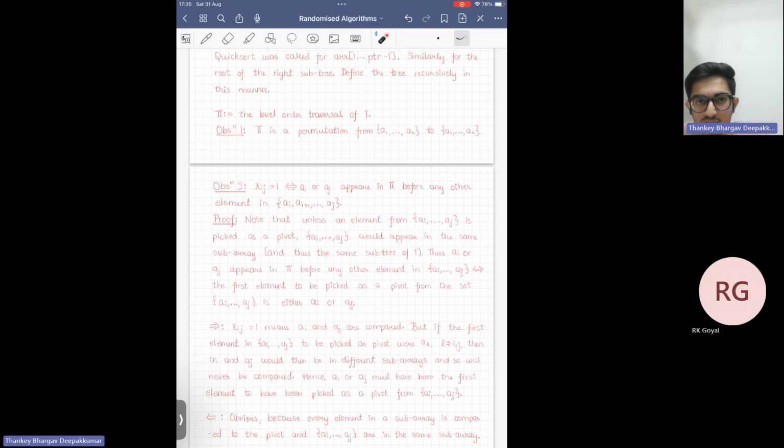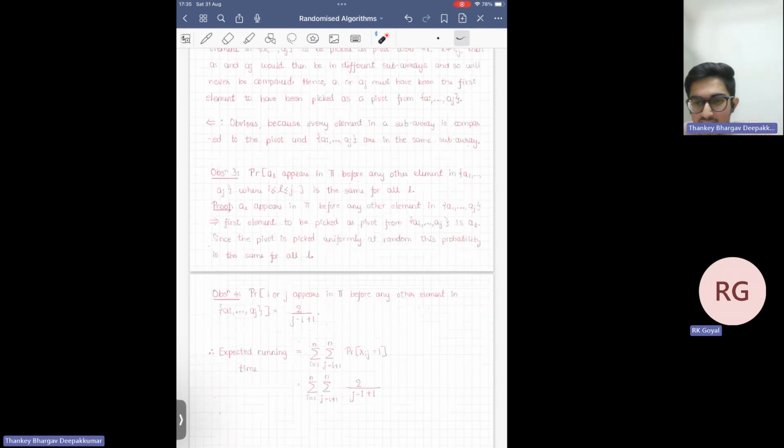So pi is any permutation of set A1 to AN. So it's just a sequence of AIs, right? Right. And so when I say that AI or AJ appears in pi before any other element, all I mean is that this is a sequence. In that sequence, AI or AJ appears before any other element in this set.